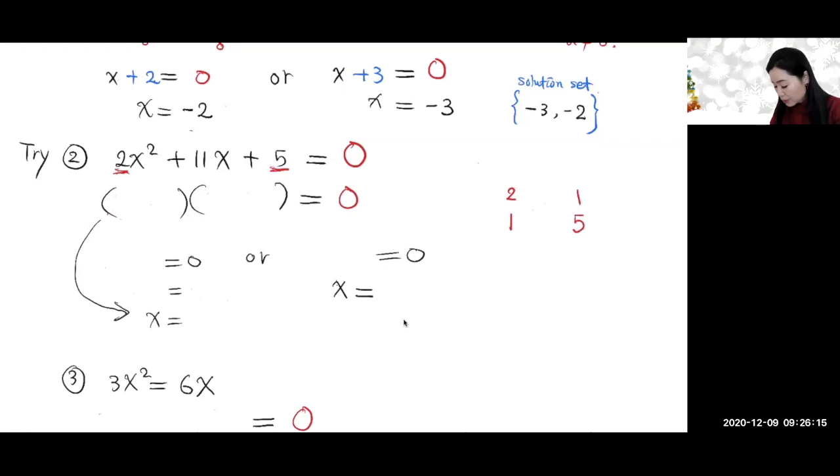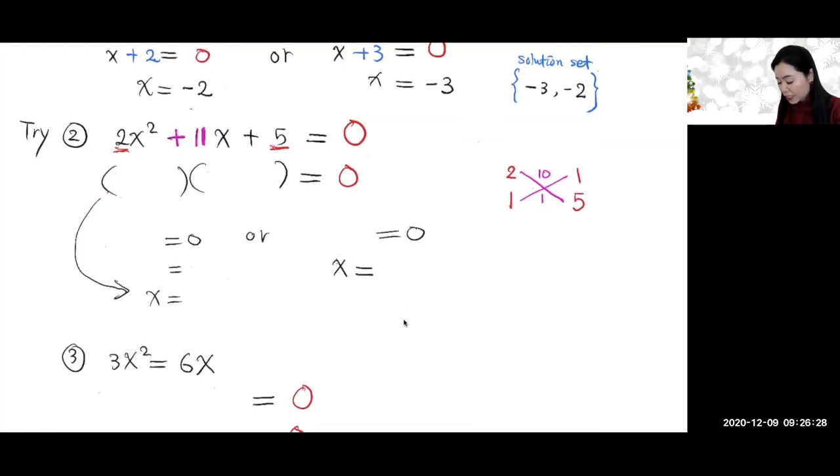And then cross multiply it. So 2 times 5 makes 10. 1 times 1 makes 1. And they sum up to this 11 in the middle. So I know I got the right combination. When we read this, we put back the x. So this is 2x plus 1, okay, horizontally. And then the other one is 1x plus 5. Okay, and they multiply to equal 0.